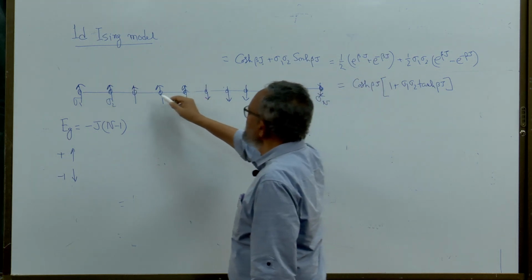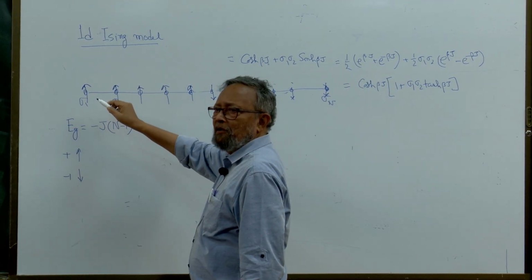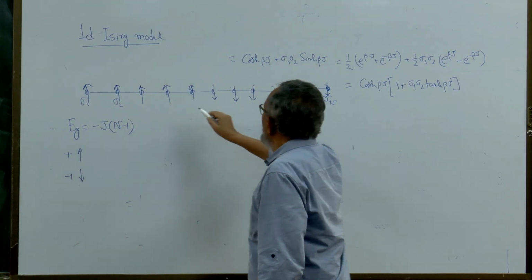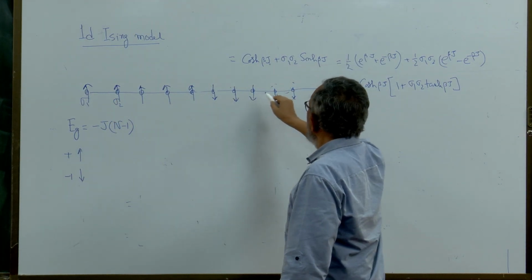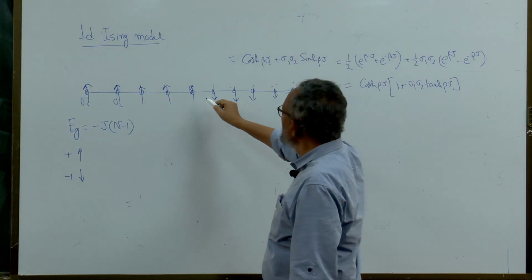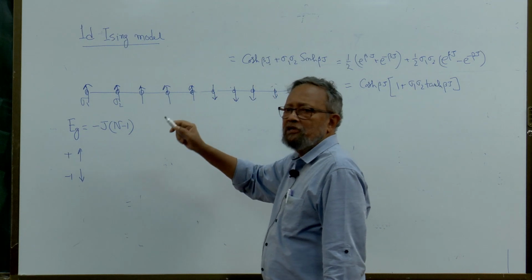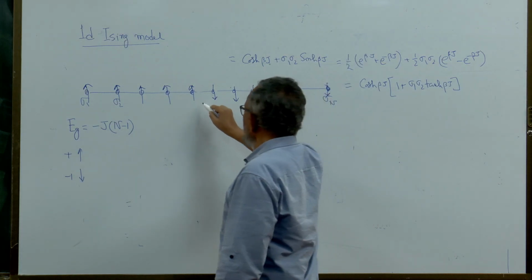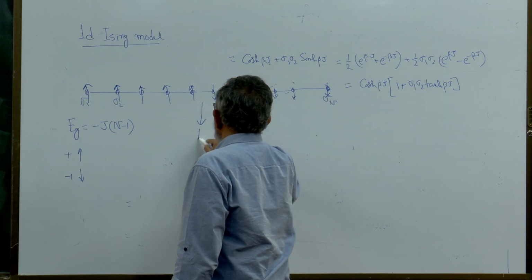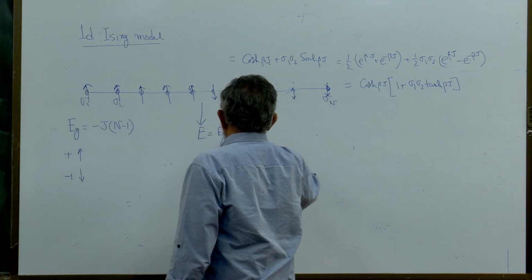Again, all these bonds are ferromagnetic. All these bonds, the 2 spins are parallel to each other, so they will give you minus J. Similarly, all these bonds will again give you minus J because the spins are parallel. But there is one bond here which is 1 spin up and 1 spin down, that will give me plus J. So the energy of this state is Eg plus 2J.